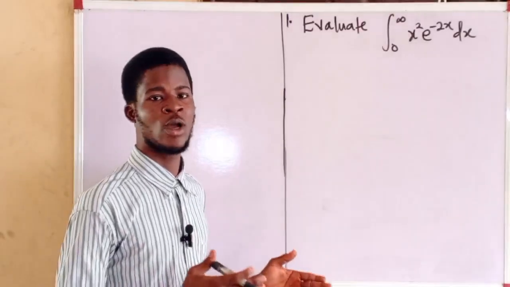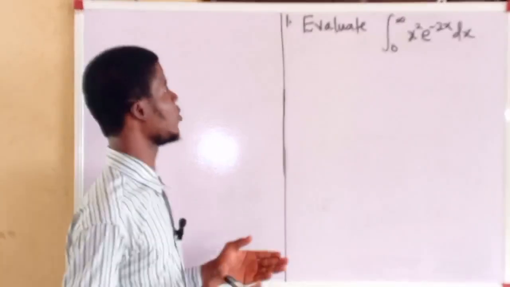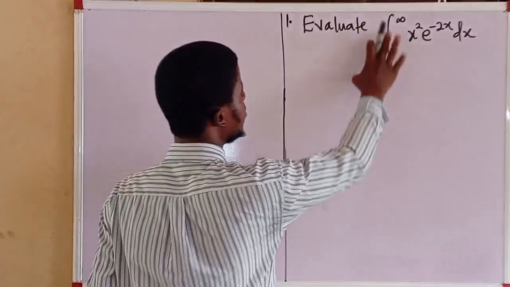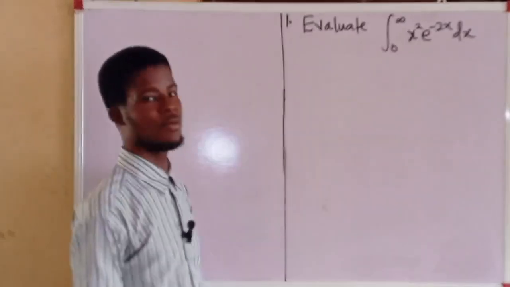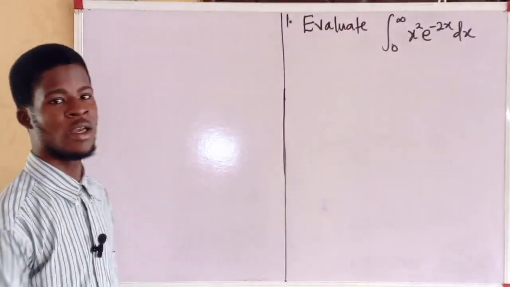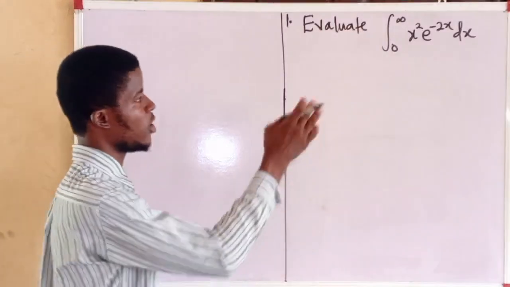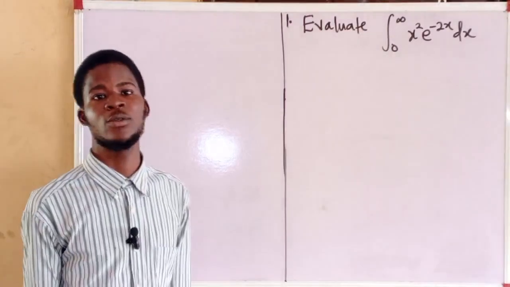This is the first question we are going to evaluate. Let us evaluate the integral from 0 to infinity of x squared times e to the power of minus 2x dx. This is a question under gamma function.